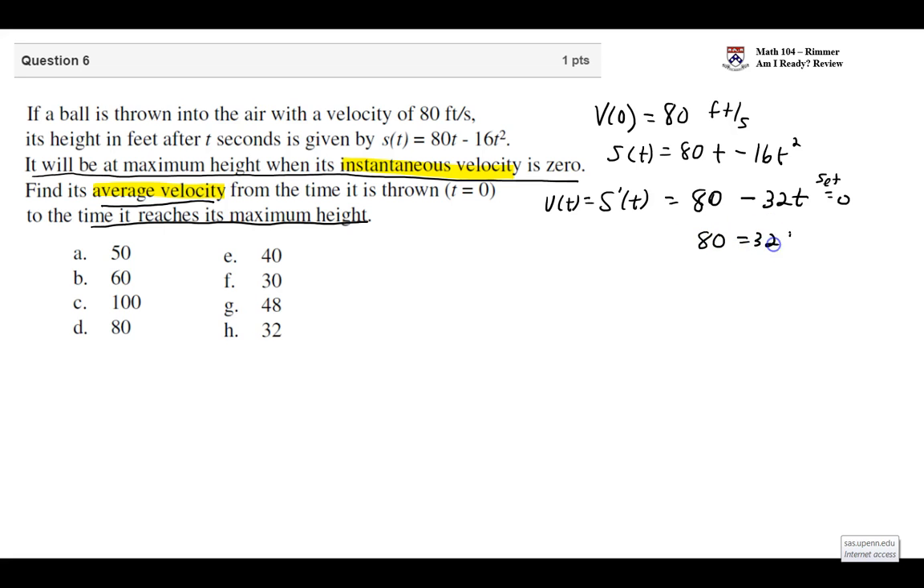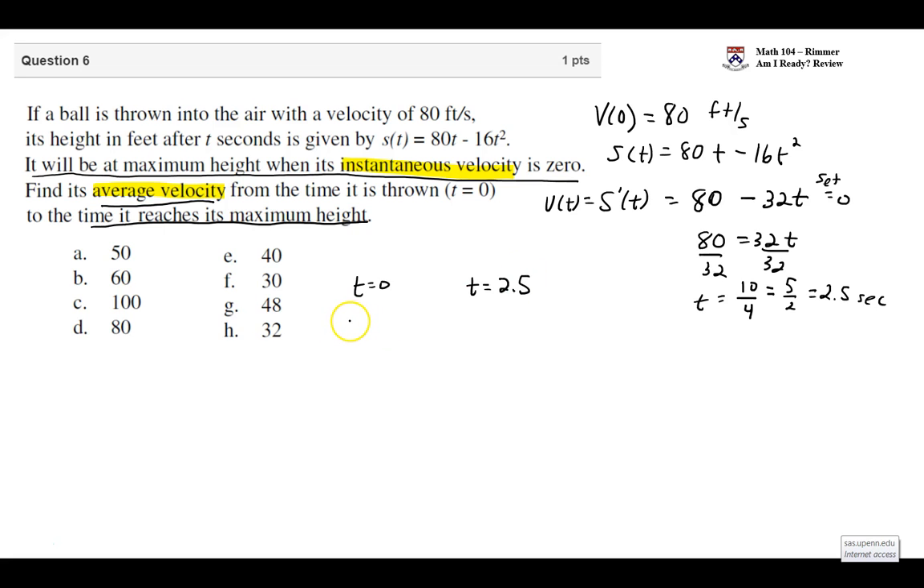80 would be equal to 32t, and divide by 32. And t would be equal to 80 over 32. Reducing that down by a factor of 8 at first, we'll see that we get 10 over 4. We can go even further. 16 goes into both of these. But now we just take the 2 out of these guys and get 5 over 2. At 2.5 seconds, you'll reach your maximum height. Your velocity will be 0. And so we have time t equals 0 and time t equals 2.5.